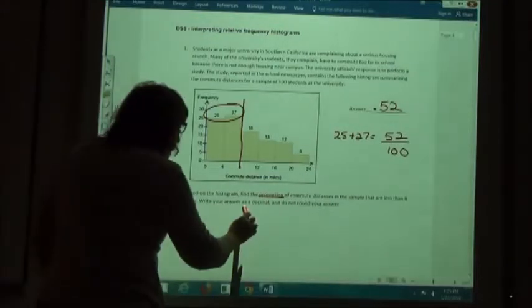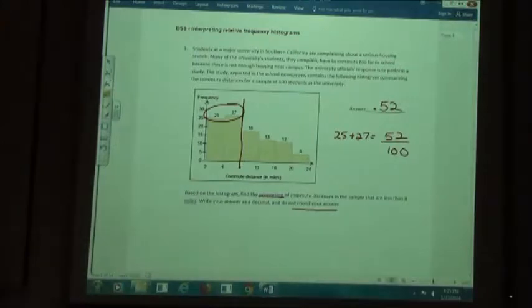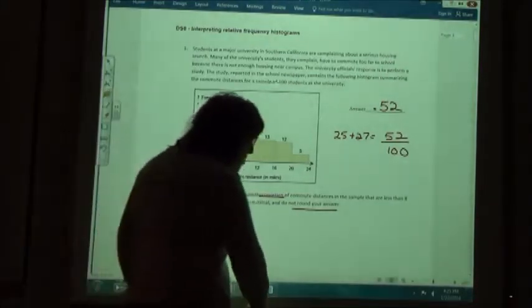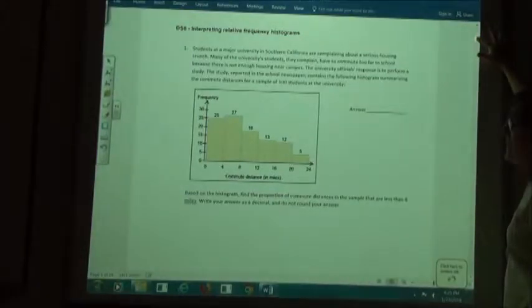So, write your answer as a decimal. Do not round your answers on these ones. Just read your histogram and then figure out your percent as a decimal answer.